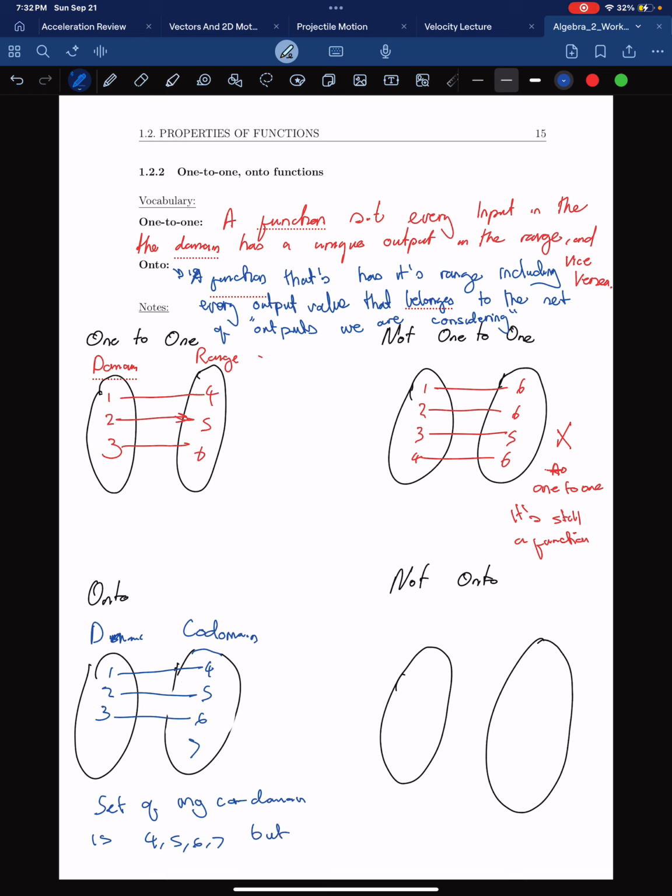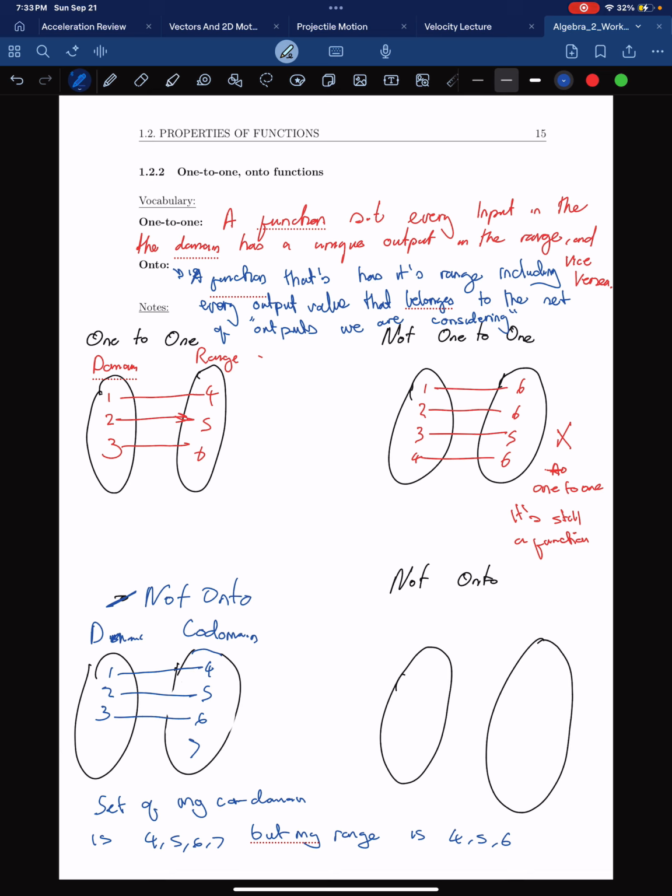But my range here is 4, 5, 6. So what does that mean? This basically means this function here is not onto. It's not onto because my codomain does not equal my range. So the question to ask yourself when finding out whether a function is onto is, does the codomain equal the range? Yes, no.